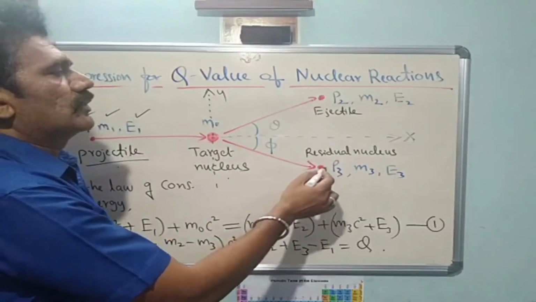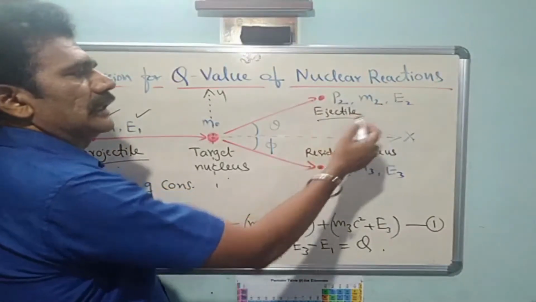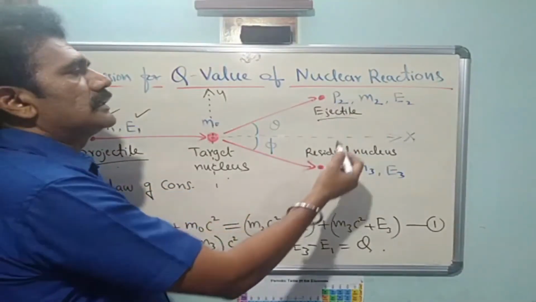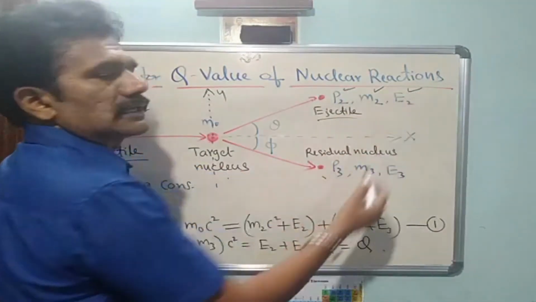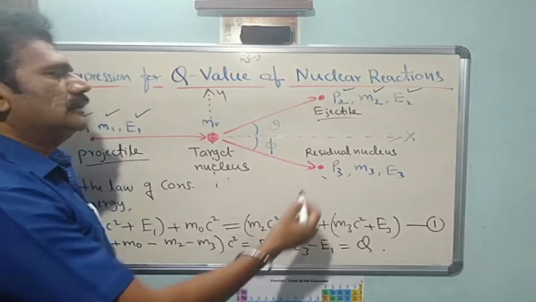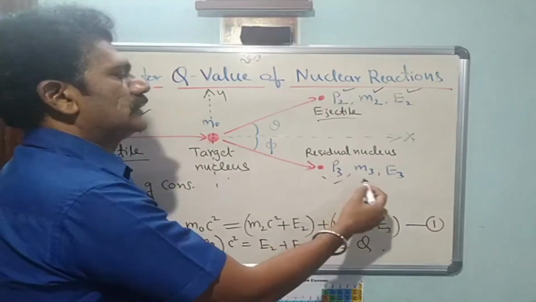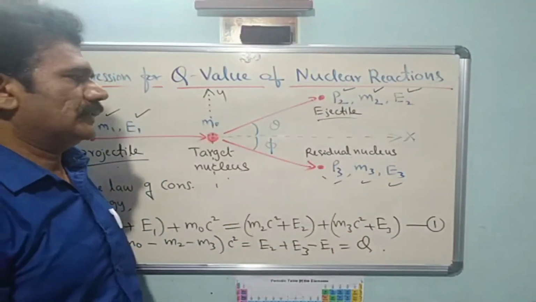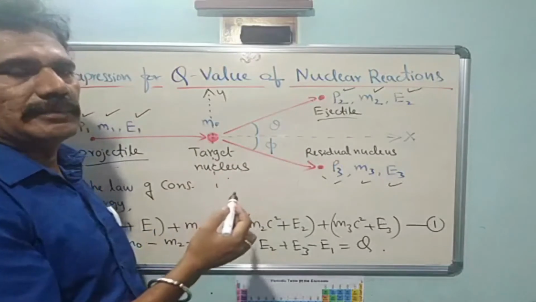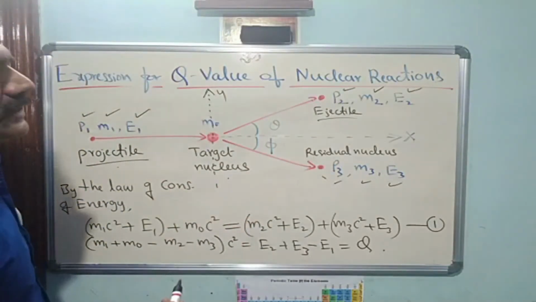So we get the products as the residual nucleus with the emission of one more particle, called the ejectile. The ejectile particle has momentum P2, mass m2, and corresponding energy E2. Similarly, the residual nucleus has momentum P3, mass m3, and corresponding energy E3. Now in this simple example, how do we calculate the difference of the masses and energies?